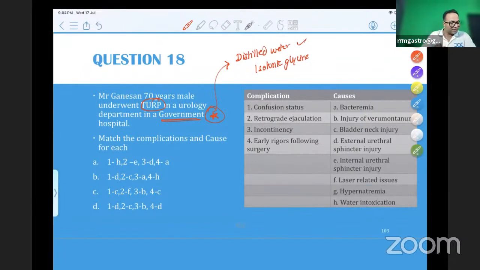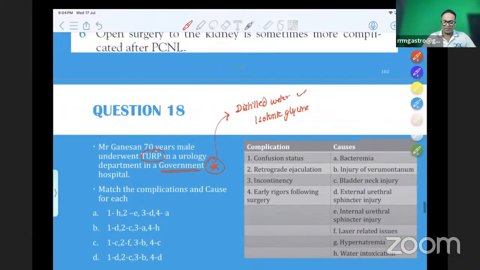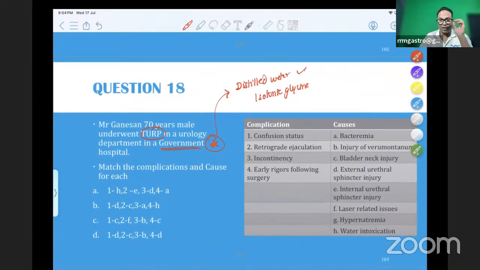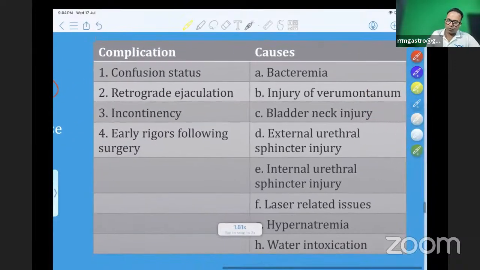Therefore, if it's a little concept oriented question, just have an idea. But all the concepts are very important. Our questions are a little tough, but all are concept oriented. I want you to know the concepts. Don't worry about the questions, understand the concepts. So this question is related to TURP and its complications. Each one is one MCQ.